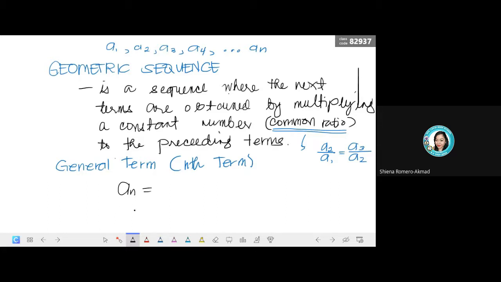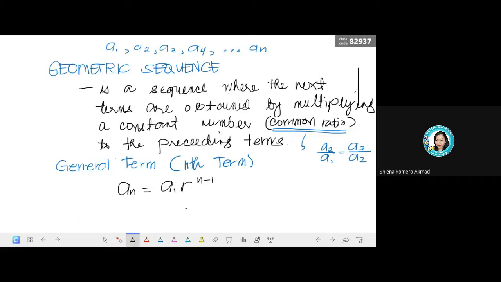A sub n is equal to a sub 1 times the ratio raised to n minus 1. Correct, n minus 1. So this is the general term or nth term of a geometric sequence. This is a sub n equals a sub 1 times r raised to n minus 1, where a sub 1 is the first term and r is the ratio, and it is raised to an exponent. Okay, so n minus 1 is an exponent of r.